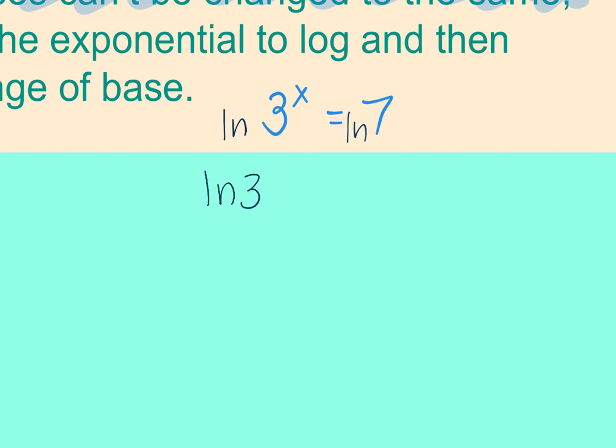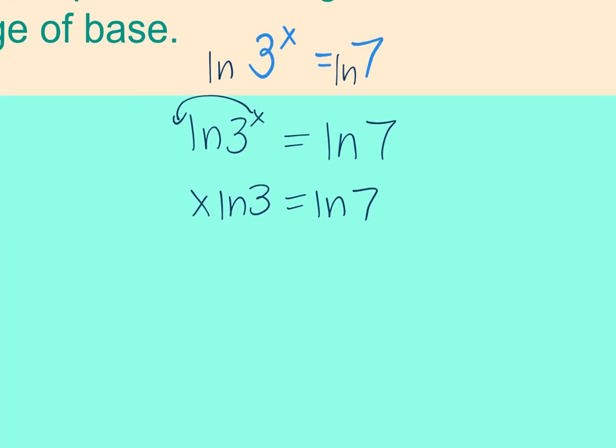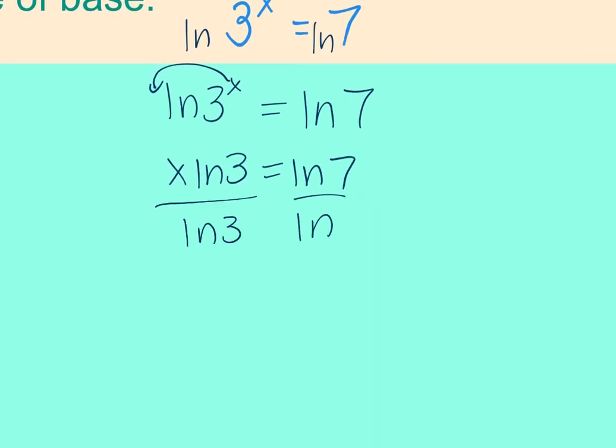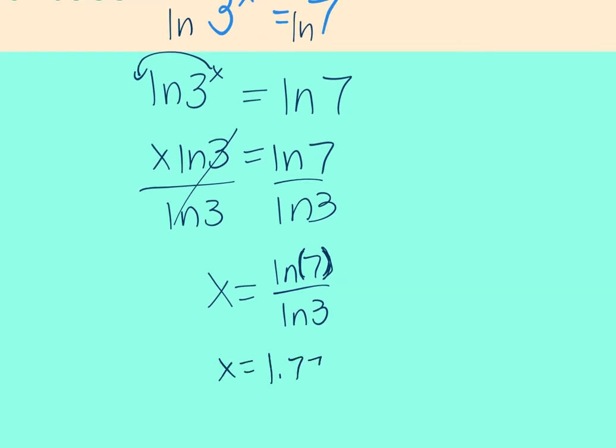And I end up with ln of 3 to the x equals ln of 7. I bump the exponent to the front using the properties of logs. So this comes to the front. I get x ln of 3 equals ln of 7. And then I divide both sides by ln of 3. And I would get x equals ln of 7 over ln of 3. You have to be careful when you type that in the calculator. It opens this parentheses. You've got to close the 1 after the 7 if you do it all in one. So you can either do ln of 7, enter, divided by ln of 3, or you can do ln of 7, close your parentheses, divided by ln of 3. So I get 1.771.